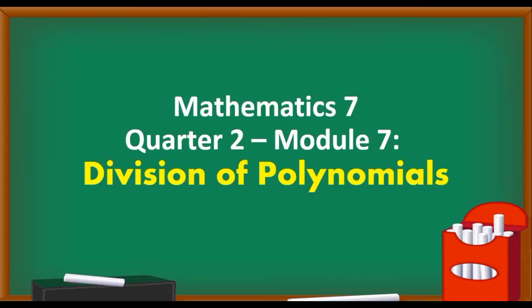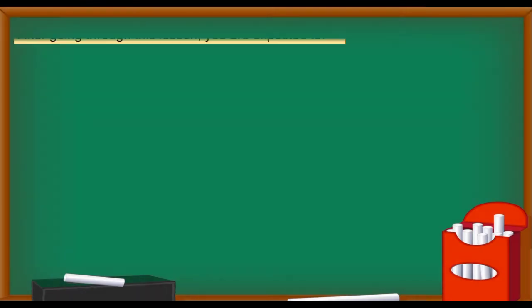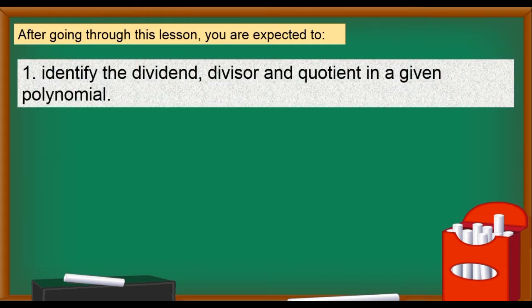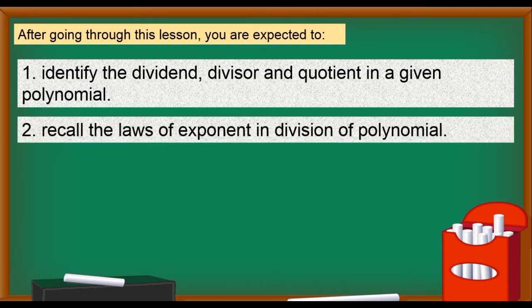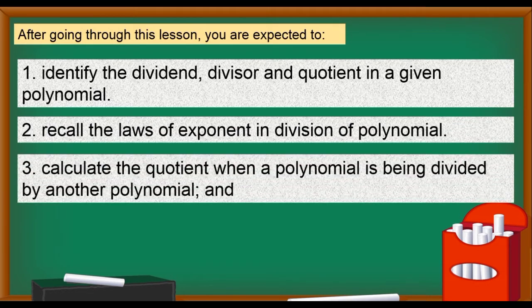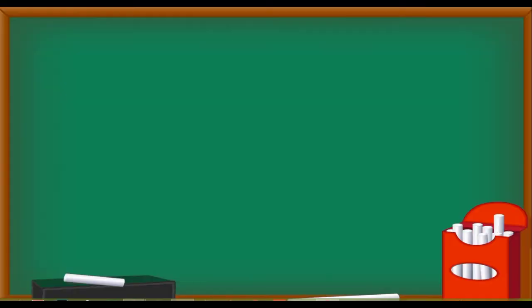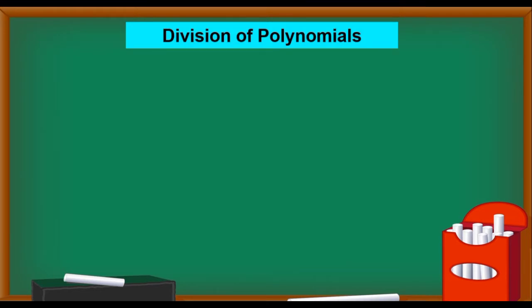Ngayon, ang pag-uusapan po natin ay division of polynomials. Ito po ay nasa quarter 2, module 7 ng Mathematics 7. After going through this lesson, you are expected to identify the dividend, divisor, and the quotient in a given polynomial. Recall the laws of exponent in division of polynomial. Calculate the quotient when a polynomial is divided by another polynomial, and we have to solve the problems using the long division. So, we will have the division of polynomials.